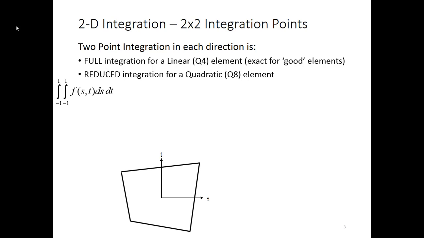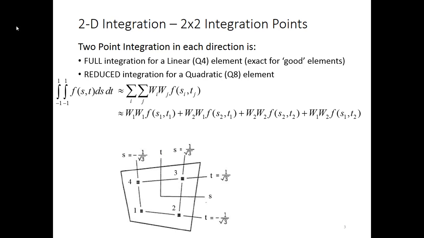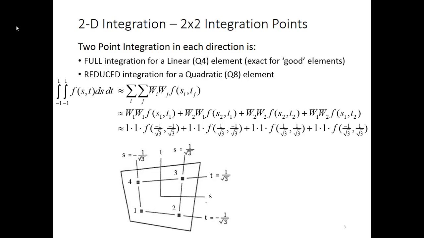So here's the integral that we're trying to resolve, where the integrand is the B transpose D B terms inside the stiffness matrix expression. We're going to approximate this as a double sum of the weights times the function evaluation at 4 total locations, 2 different locations in s and 2 different locations in t. That looks like this, where we have the 1 and the 2 locations for s and t. We plug in the actual numbers where we're evaluating at plus and minus 1 over the square root of 3. And then let's explore this a little bit.